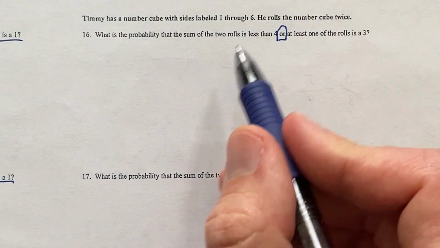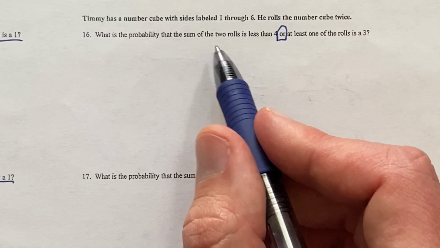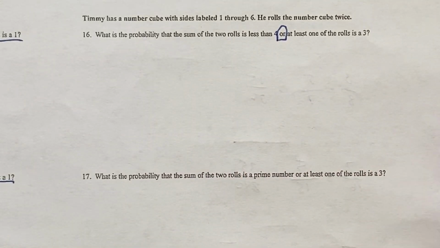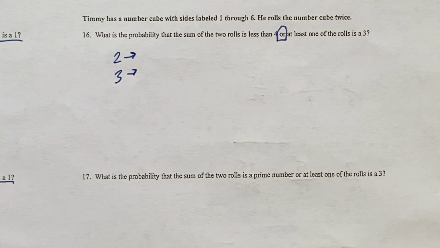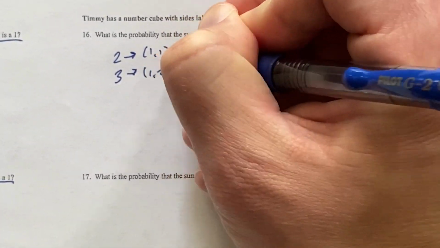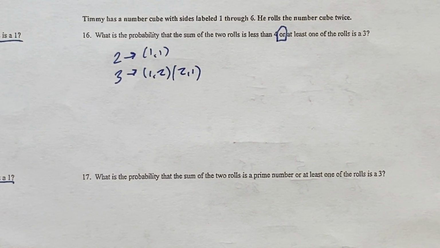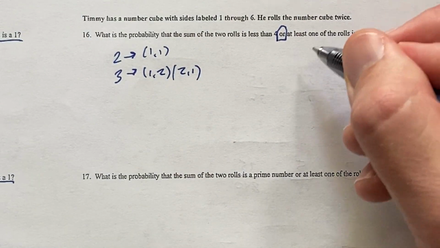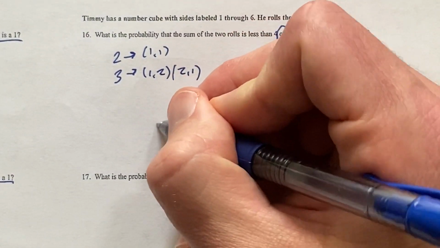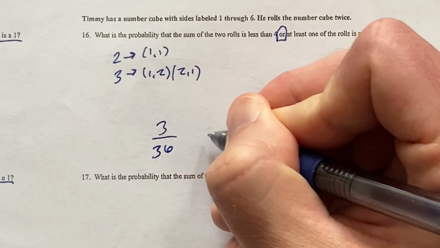Well, how many ways could we take 2 dice and roll them to get less than 4? Well, we could get a 2 and we could get a 3. I don't think we could roll anything less than a 4. You can't roll a 1 because you've got 2 dice. So I could roll a 1, 1, and I could roll a 1, 2, and a 2, 1. I think those are my only options for something that is less than 4. So we've got 3 out of 36 right there.